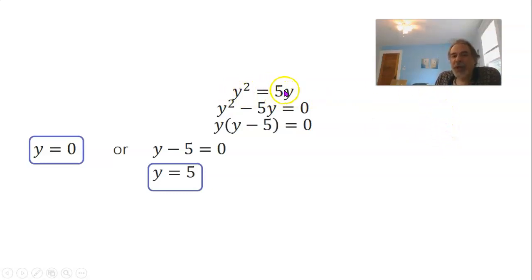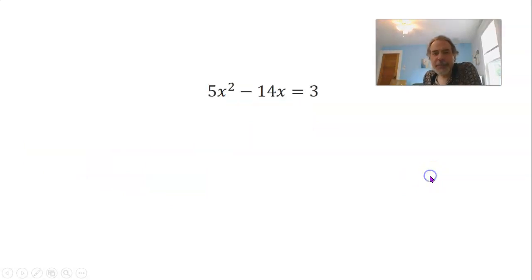So if you divide both sides of an equation by a variable like y, you have to worry about, could we be dividing by 0? If y stood for 0, then we wouldn't be able to divide by y, so we have to consider that possibility separately. Okay, so on to the next example.